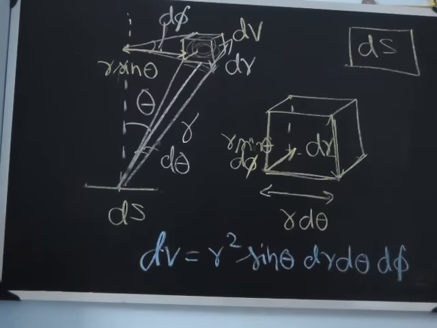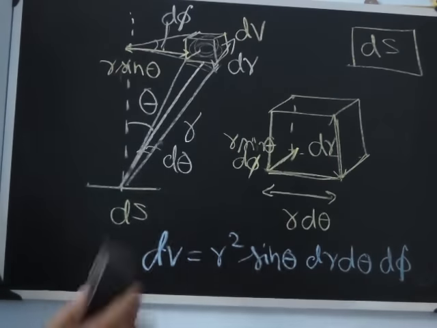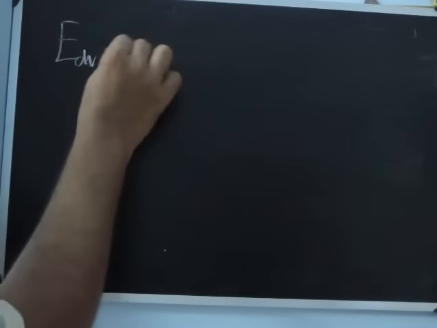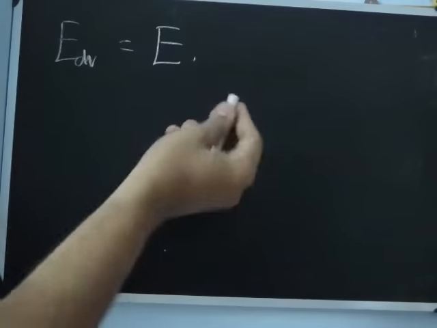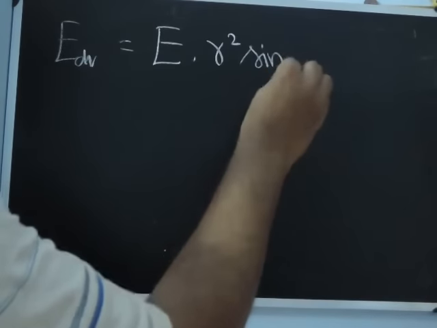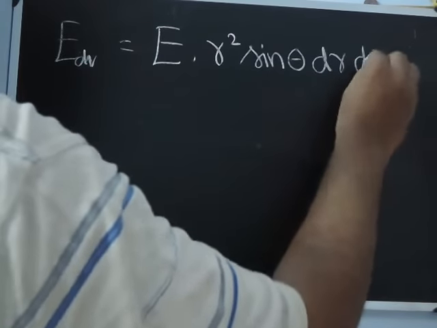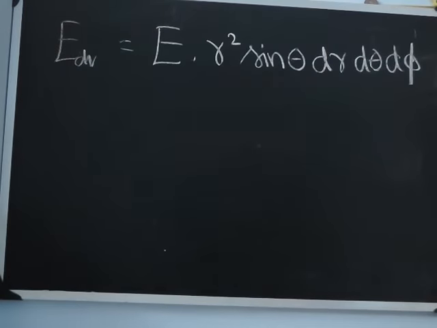Now we're going to find how much energy will be contained in this volume element. That's an easy one. The sound energy contained in the volume element of volume dV will be the energy density into the volume. The volume is r square sine theta dr d theta d phi. So this is the sound energy contained in the small volume element dV. Now this energy is traveling in all directions from this dV element. We want to find how much energy comes to our surface dS.